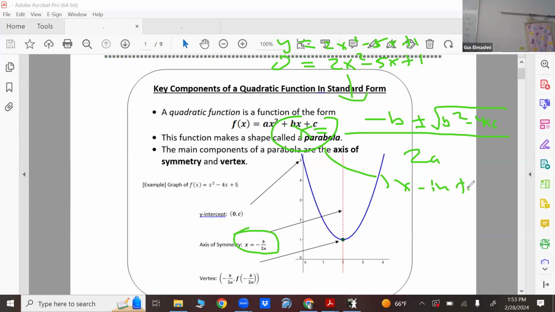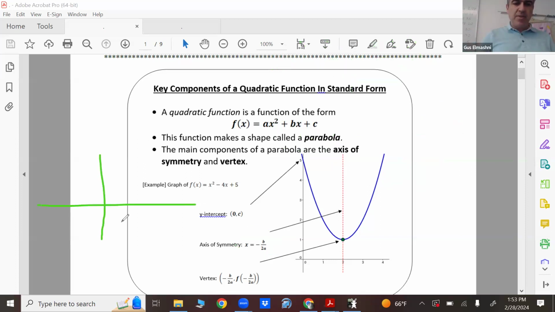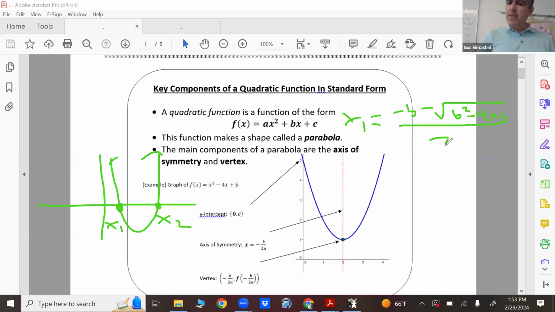So those are x-intercepts. Well, when you have x-intercepts, let's think about it. When you have x-intercepts, you have 2 dots right here, right? And you have a parabola that goes through them. Well, think about it. I'll call this x1. I'll call this x2. Wouldn't x1 just be negative b minus the radical, right? Wouldn't it, because there's 2 answers, right? And wouldn't x2 just be this, negative b plus the radical?